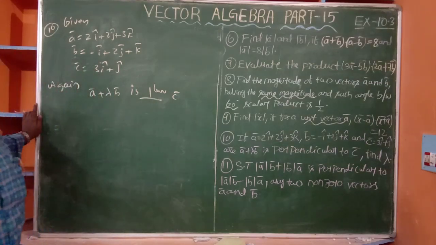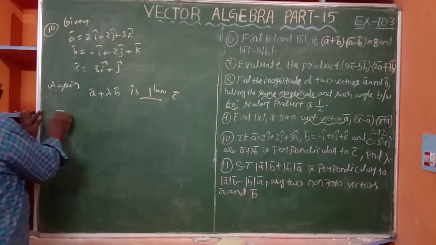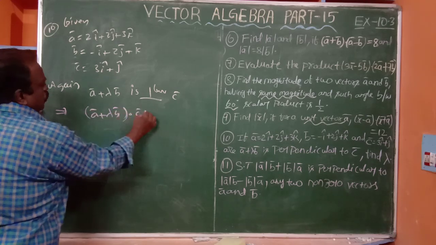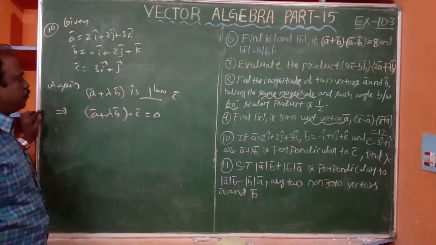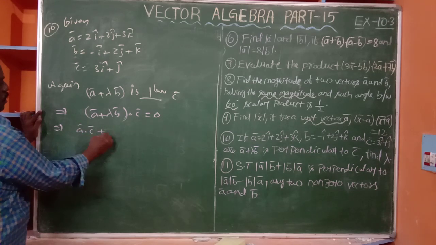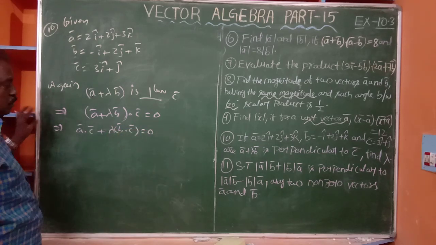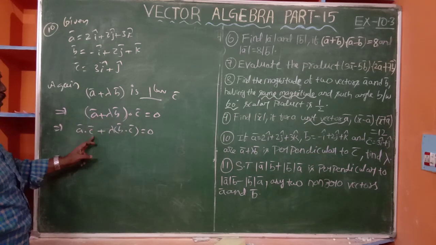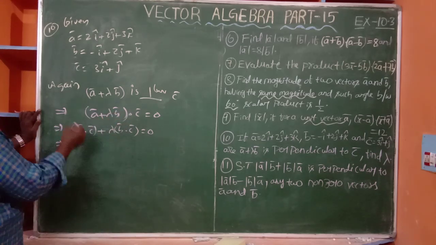If any two vectors are perpendicular, their dot product is 0. We know which one. That implies (a bar plus lambda b bar) dot c bar is equal to 0. It is important because they are perpendicular. So that implies a bar dot c bar plus lambda b bar dot c bar is equal to 0. The dot product follows the distributive law: a dot c plus lambda b dot c. Lambda is a number, a scalar.